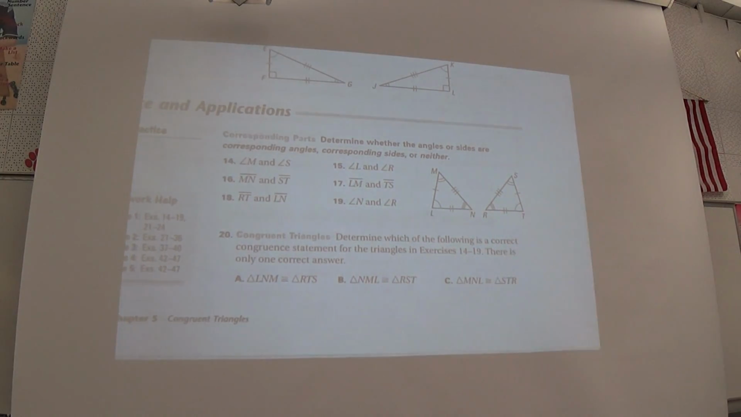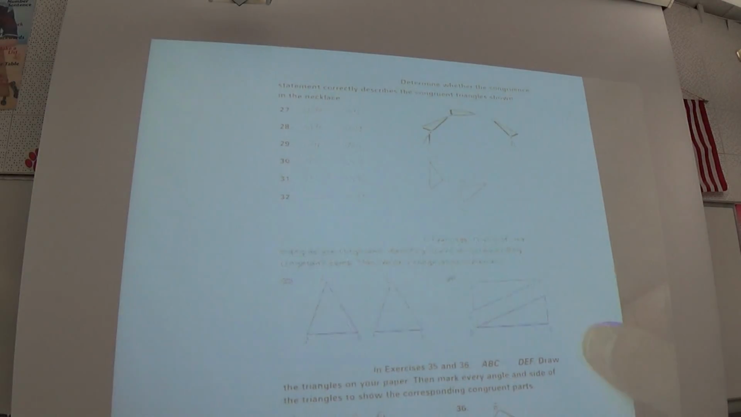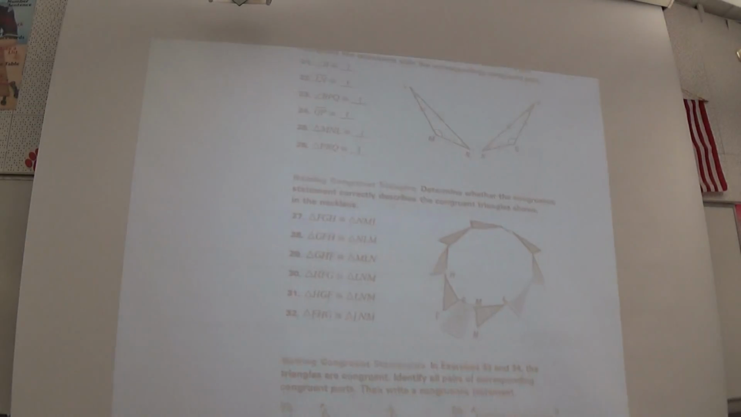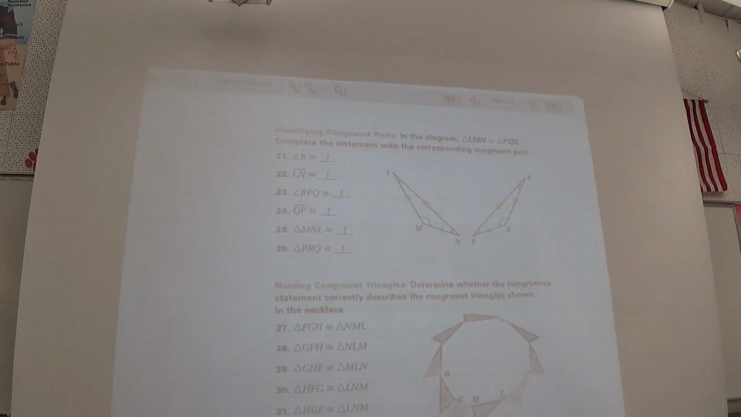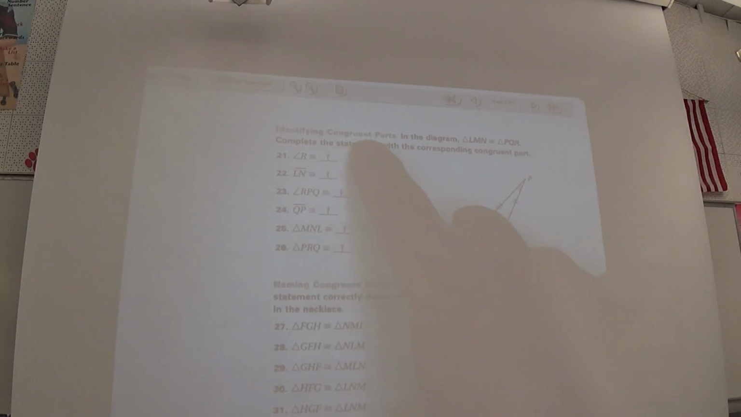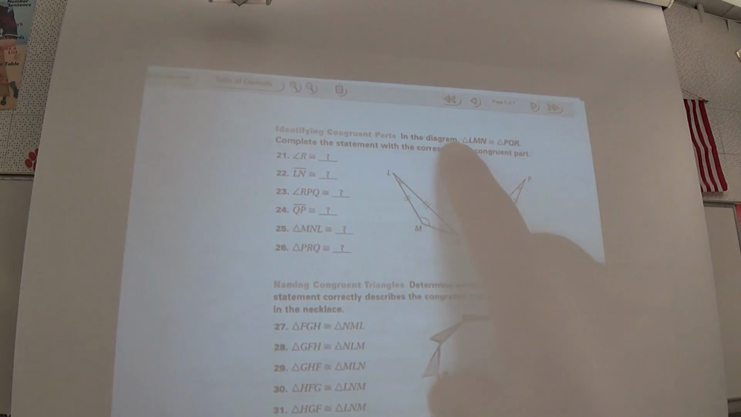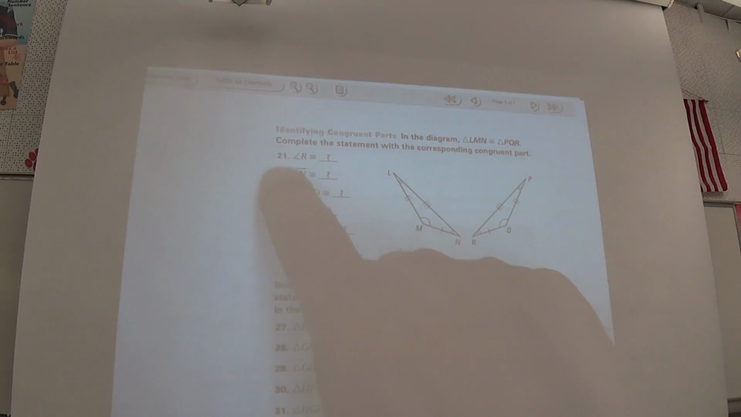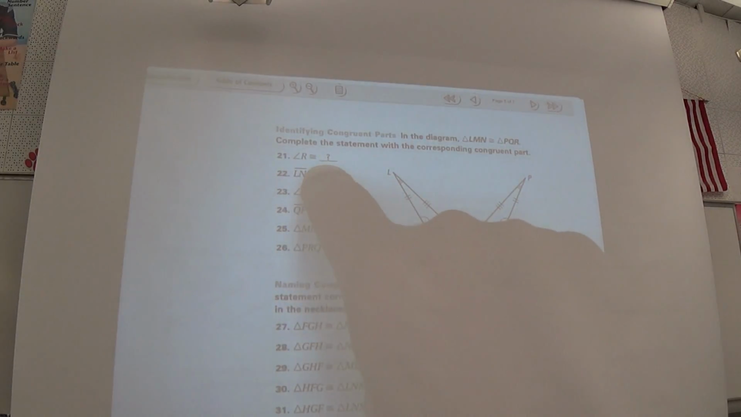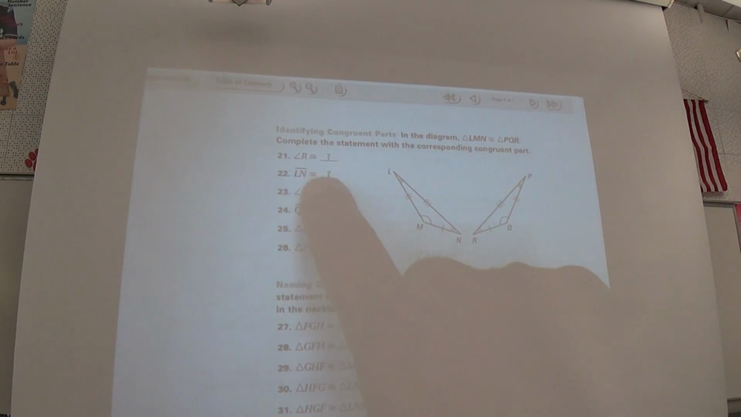Okay? Let's go to the next page. Again, these are fairly simple questions, so that's why I gave you so many. It says identify congruent parts in the diagram. So they're telling you how these two triangles are represented in congruency. It says complete the statement with the corresponding congruent part. Remember, if you're talking about an angle, you want to use the angle symbol. If you're talking about sides, you want to make sure that the letters are represented by the side indication on top.